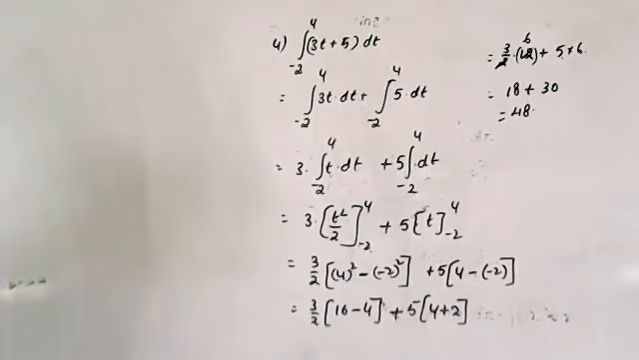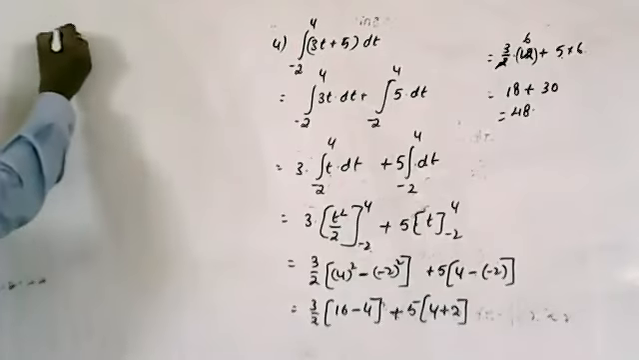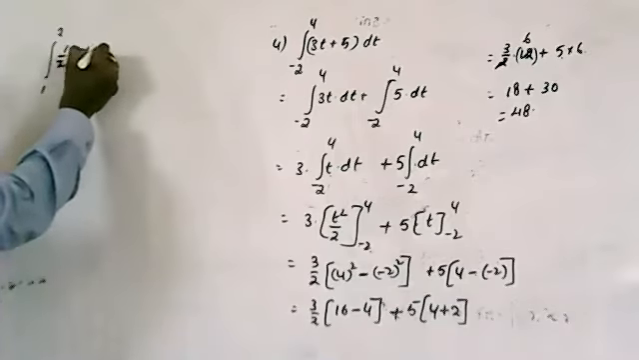Then question number 5, it is very simple. Integration of 1 to 2 of 1 by x dx. Very simple question.